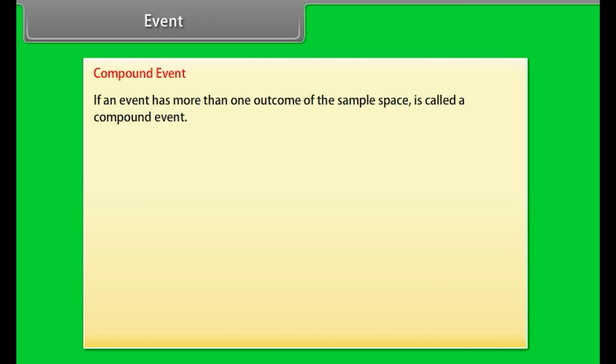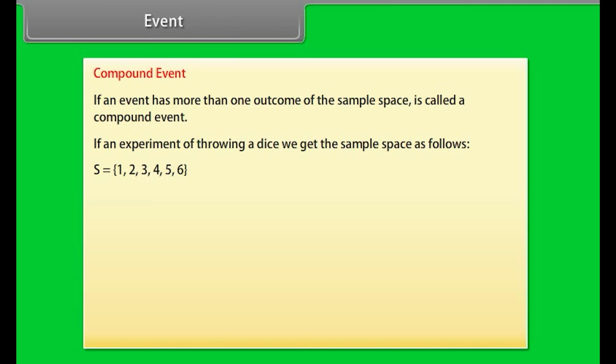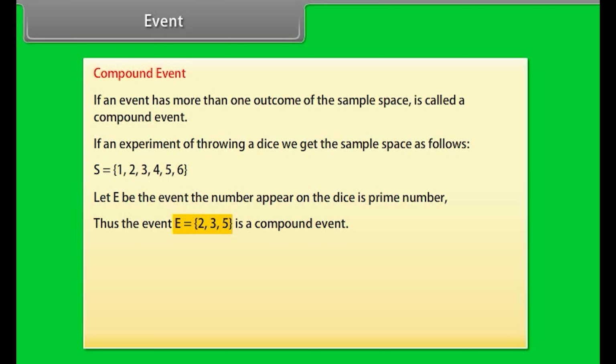Compound event. If an event has more than one outcome of the sample space, it is called a compound event. To understand it, let's take an example. In an experiment of throwing a dice, we get the sample space as follows. S is equal to 1, 2, 3, 4, 5, 6. Let E be the event the number appear on the dice is prime number. Thus the event E is equal to 2, 3, 5. It is a compound event.